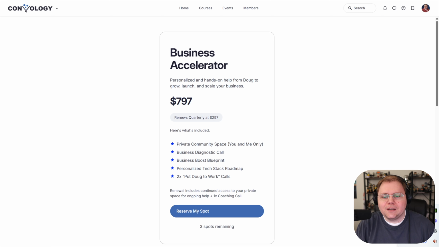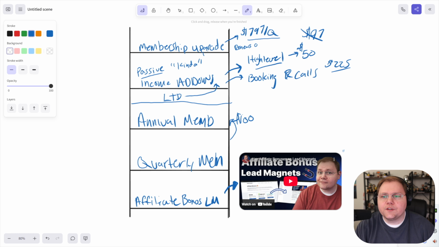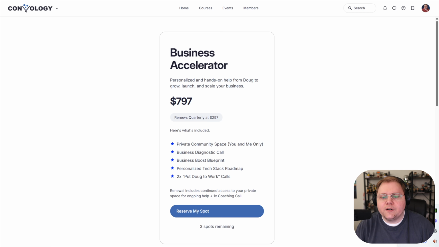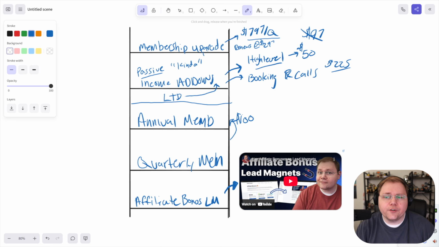And again, pricing might change, it's tentative, but the key here is that when it renews at $297, they get to keep their private community space and they get 1 call with me per quarter. So here I'll put that it renews at $297. Like I showed at the bottom of my little pricing table, 3 spots remaining. I'm planning on offering between 3 and 5 of these available per month because my time's limited.